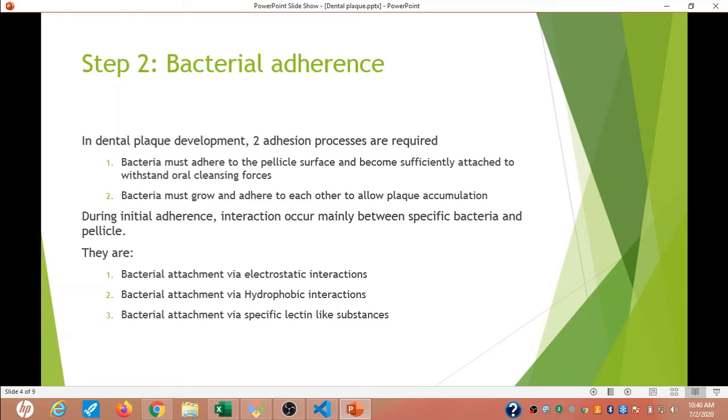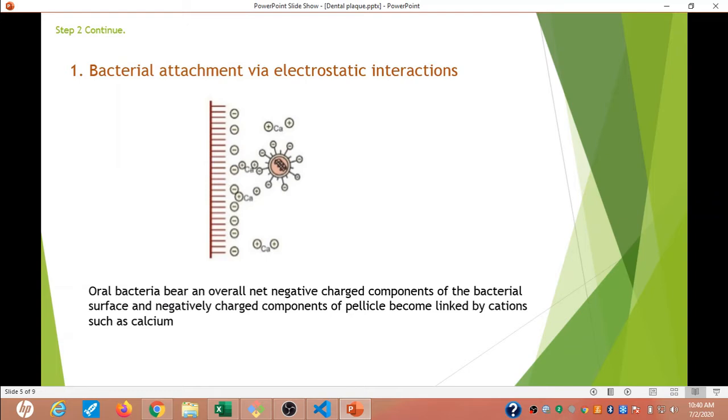During initial adherence, interaction occurs mainly between specific bacteria and pellicle. So, how does bacterial attachment occur? Bacterial attachment by electrostatic interaction, bacterial attachment by hydrophobic interaction, bacterial attachment by specific lectin-like substance. In these three ways, bacteria is attached. First one, bacterial attachment via electrostatic interactions.